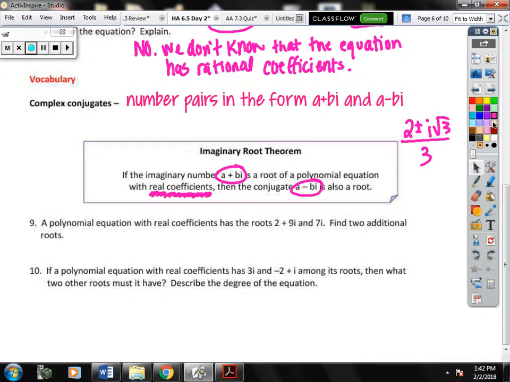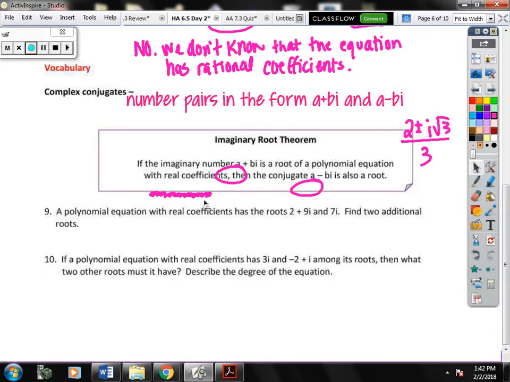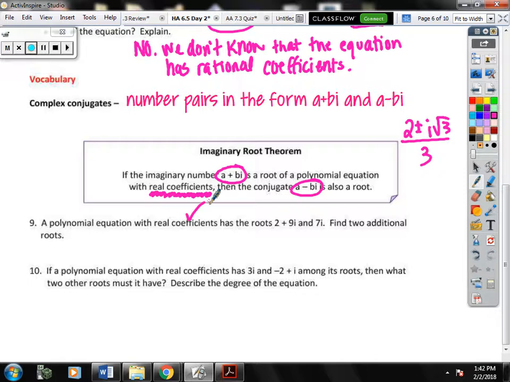So, a polynomial equation with real coefficients, so check, that's good. It has roots 2 plus 9i and 7i. What would our two additional roots be? Lucy? 2 minus 9i. And? Good.